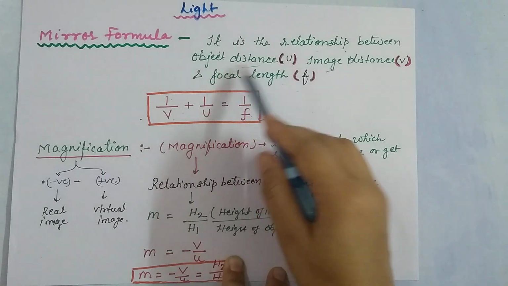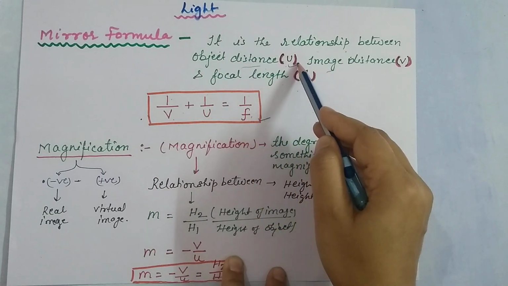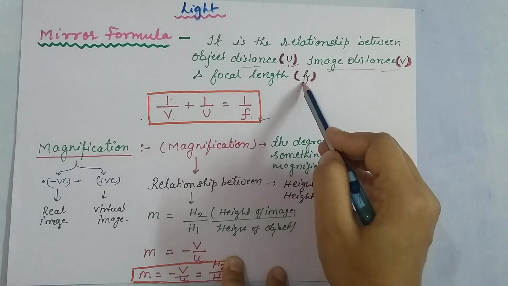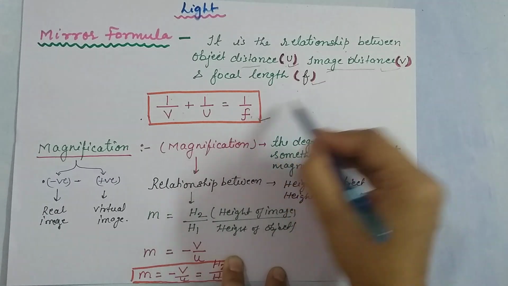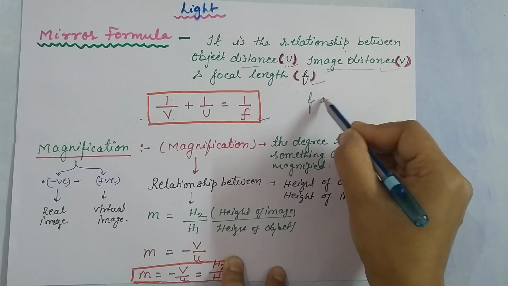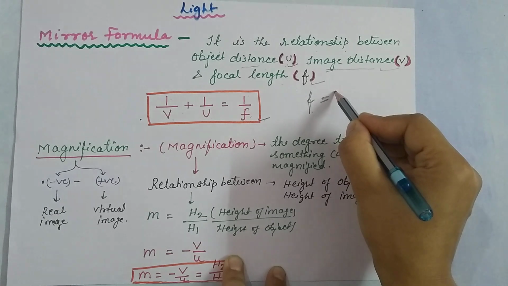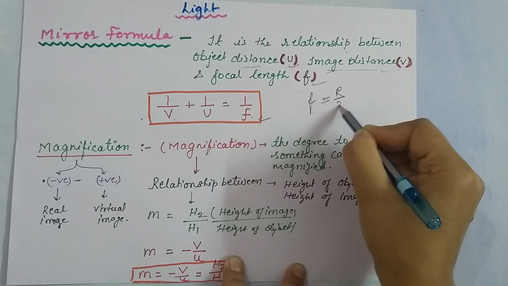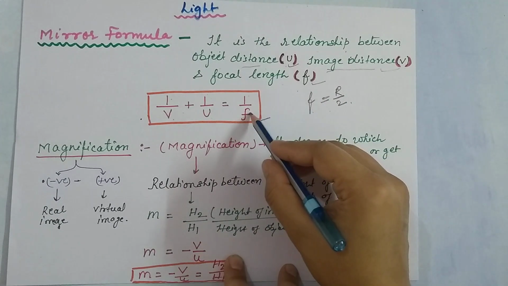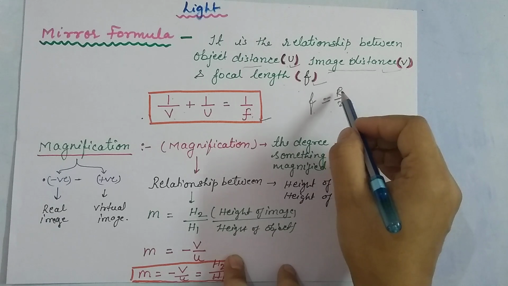We know that the object distance is denoted by u, the image distance is always denoted by v, and the focal length is f. And we know that there is a relationship: focal length is equal to half of the radius of curvature. So there is a relationship between f and r.